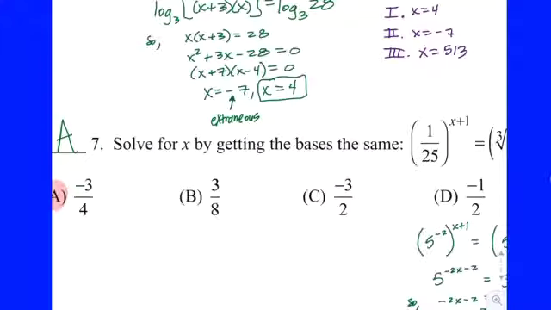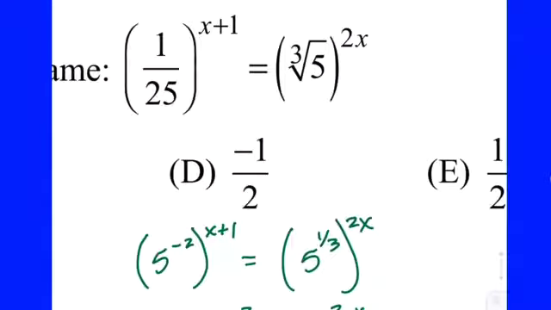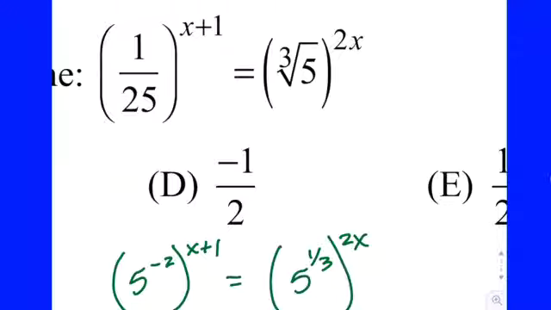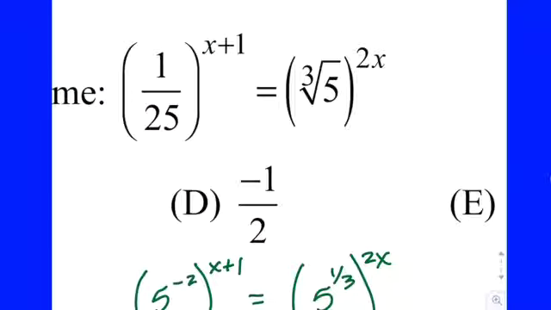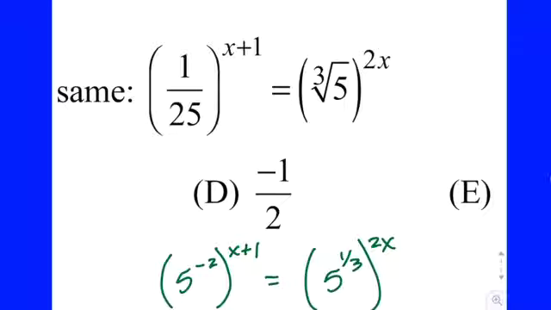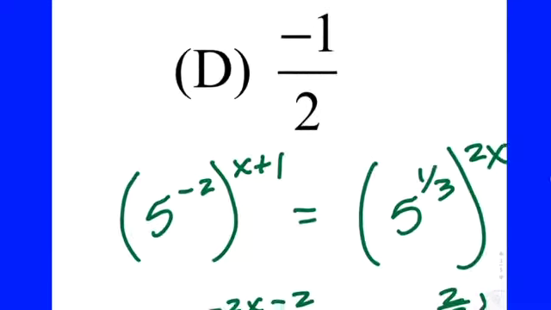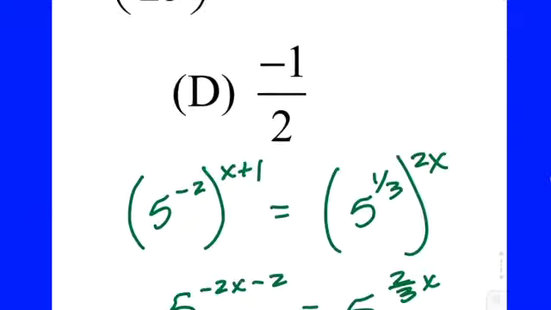Number 7, solve by getting the bases the same. Oh boy. Of all the getting the bases the same problems that we worked, this was probably not the hardest one, right? It looked pretty manageable. So what base are we going to use? 5, right? So 1 over 25, that's 1 over 5 squared. Bring the 5 to the top and call it 5 to the negative second power, and it's still to the x plus first power. So that's baby steps.